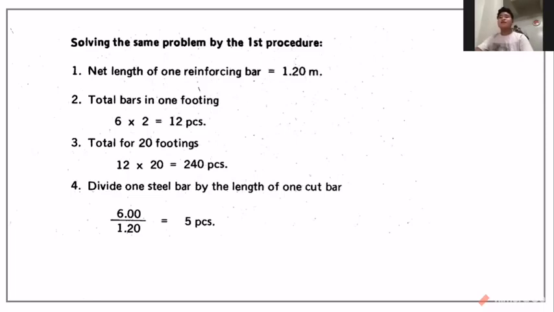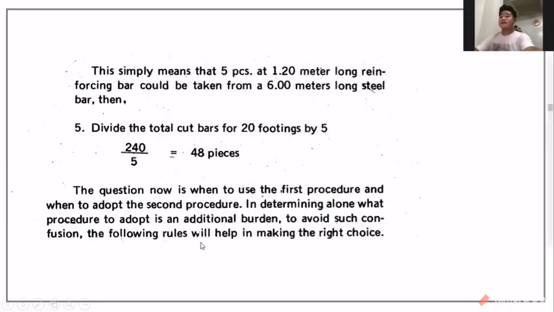So solving the same problem by the first procedure, net length of one reinforcing bar is 1.20, and the total bars in one footing is 12 pieces. Total for 20 footings is 240 pieces, and then divide one steel bar by the length of one cut bar, so we have 5 pieces. So this simply means that 5 pieces of 1.20 meter long reinforcing bar could be taken from a 6 meter long steel bar. Then divide the total cut bars for 20 footings by 5. So we have 240 divided by 5, so we have 48 pieces.